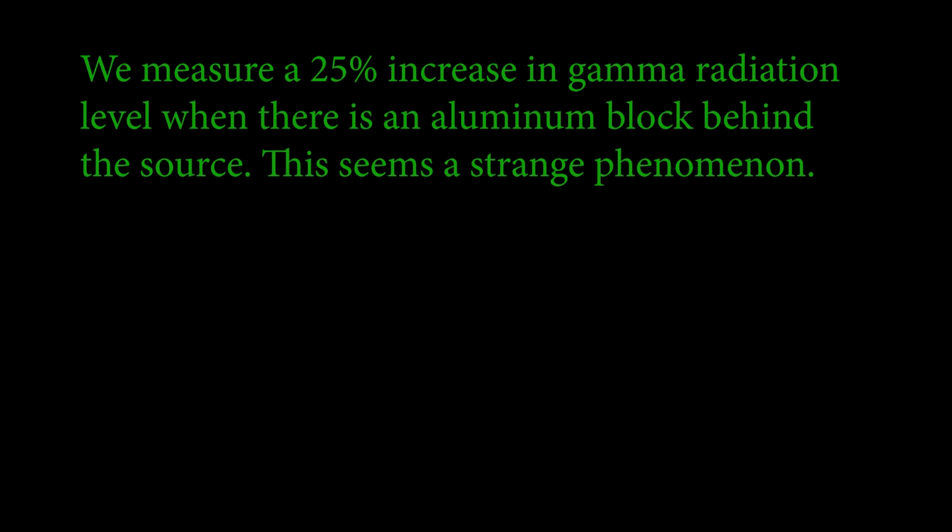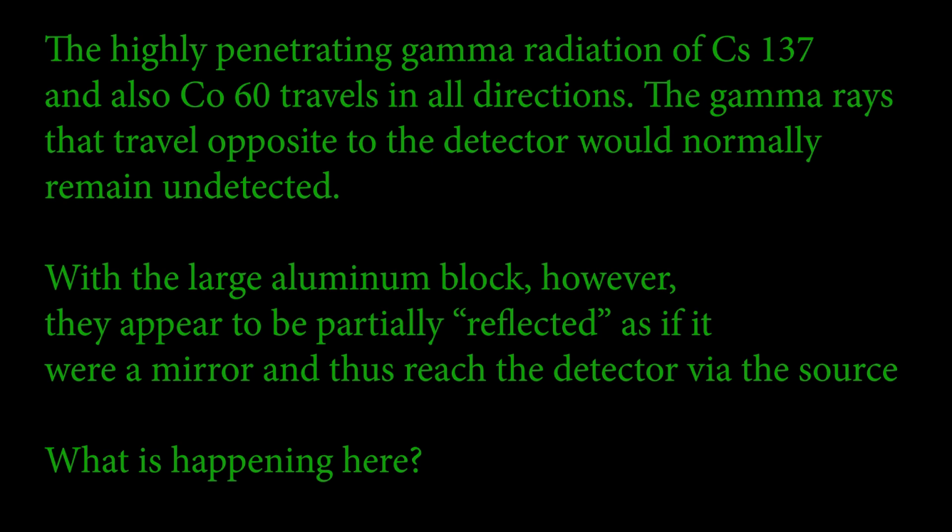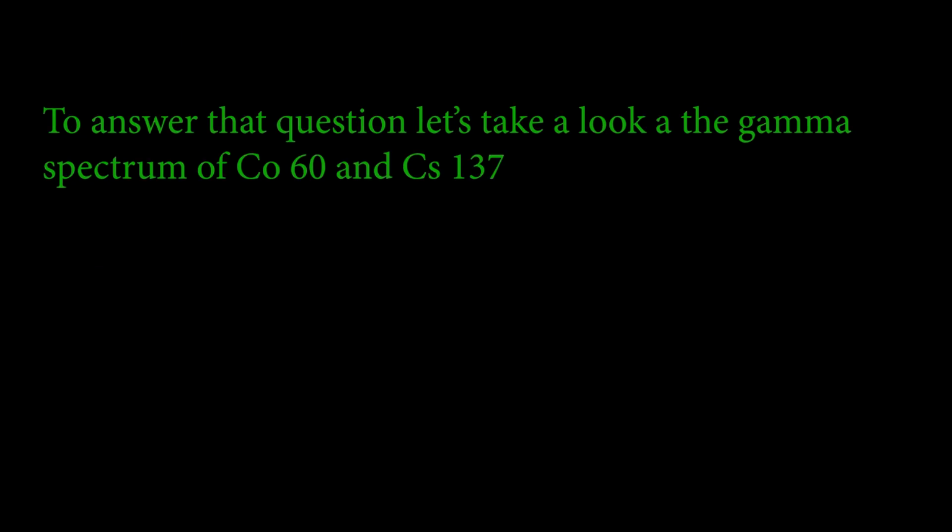This seems a strange phenomenon. The gamma rays that travel opposite to the detector would normally remain undetected. However, with the large block they appear to be partially reflected. To see what's happening, let's take a look at the gamma spectrum of Cobalt 60 and Cesium 137.